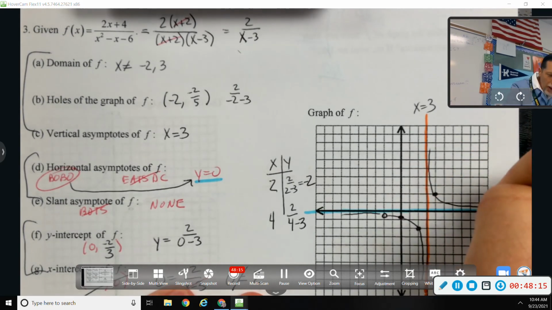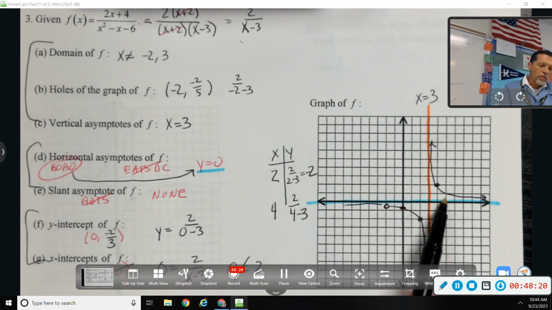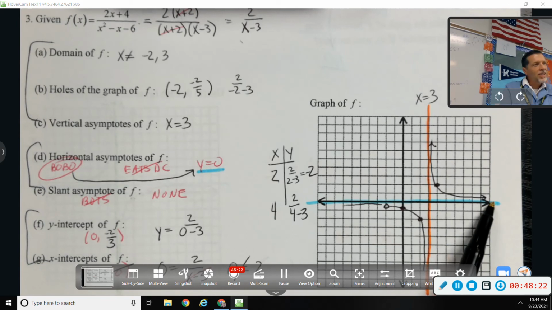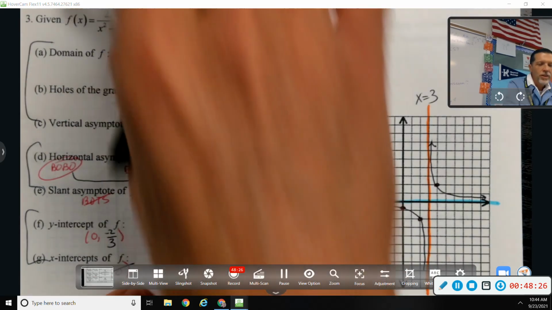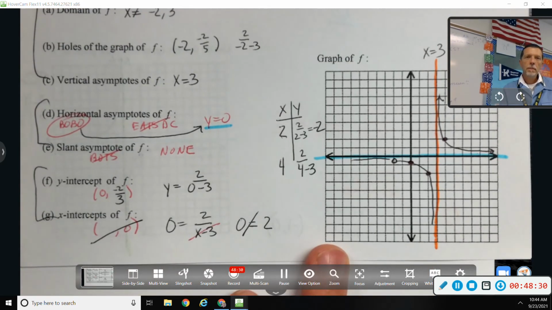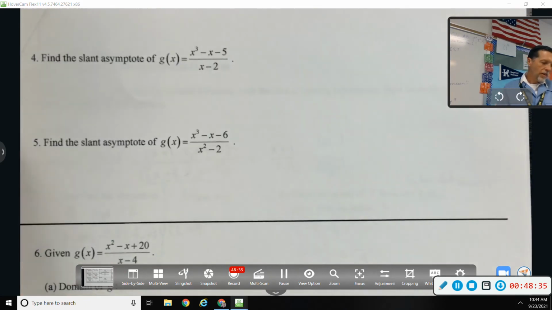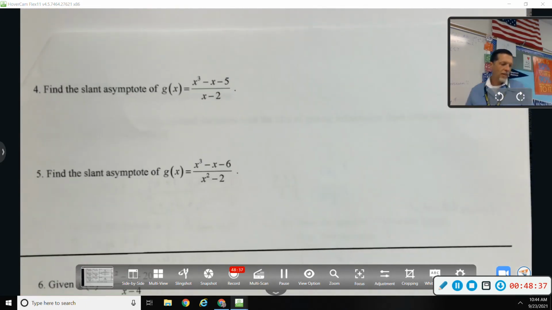If that bothers you and you want to plug in x equals 5 and 6 and 7 and 8 and 9 and 10, knock yourself out, but save that for the end of the test so you don't spend all your time plugging in points that you don't really need. All right, we haven't done any slants yet, so 4 and 5. We may not get to 6, and that's okay.